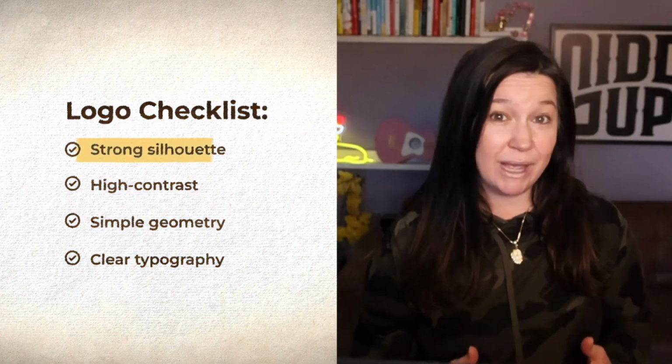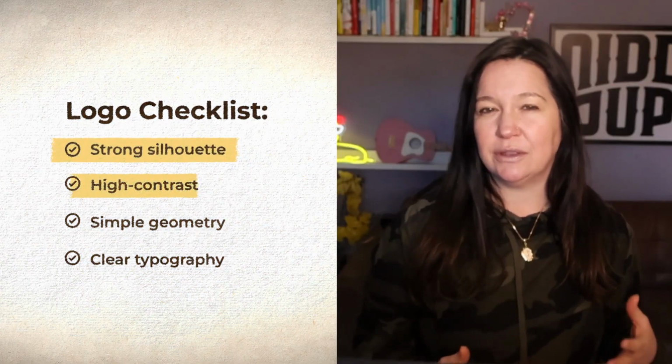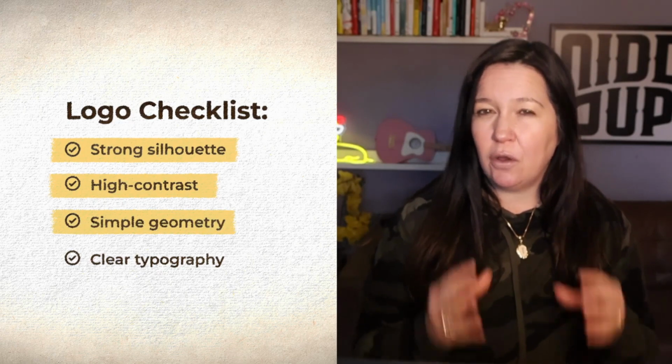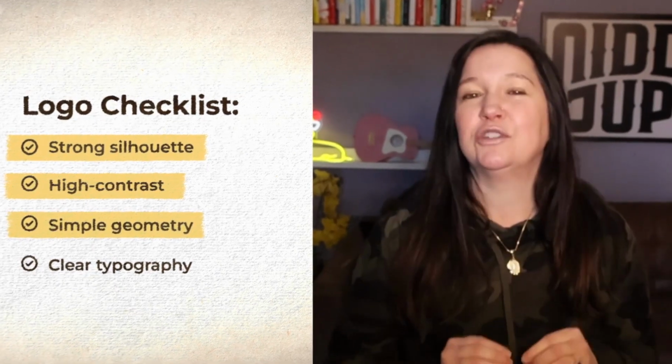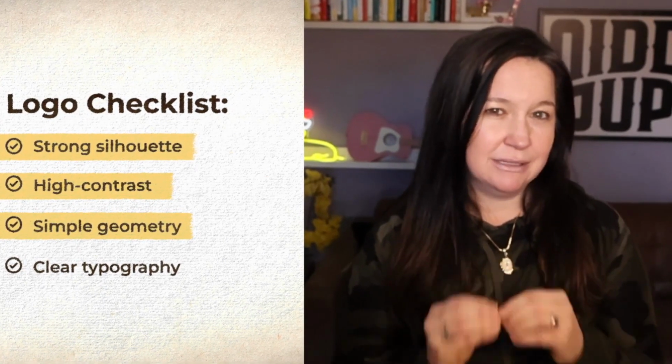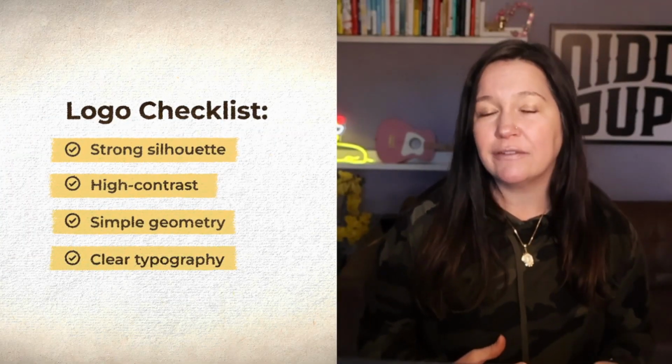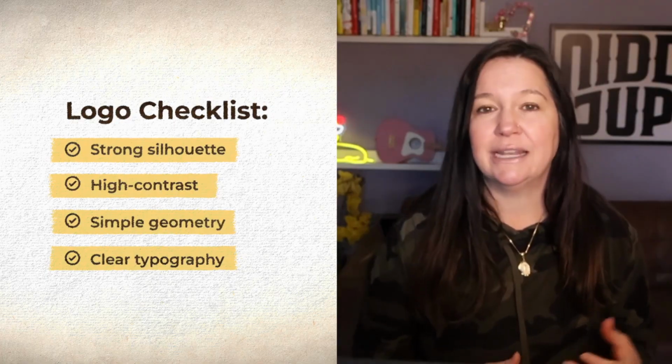Now let's talk about what we look for when we're reviewing logos, when we're trying to identify what's good. When we review logos, we look for a strong silhouette. We look for high contrast so that it can work in one color. We look for simple geometry so that it holds up when you have to reduce it to a small size or for a small screen perhaps. We look for clear typography and font so that it's easy to read.